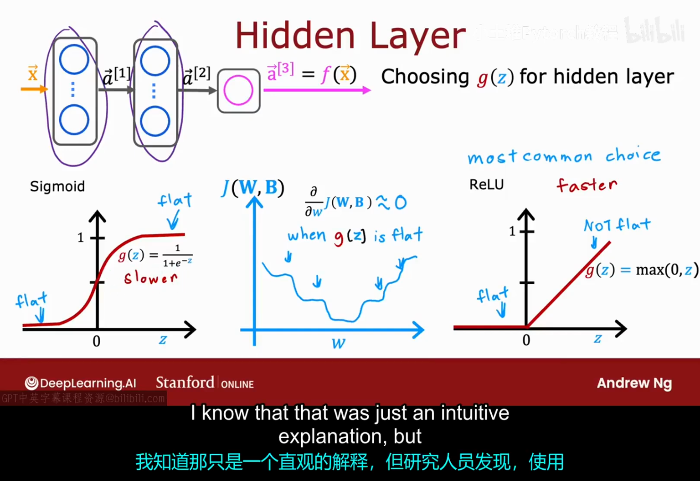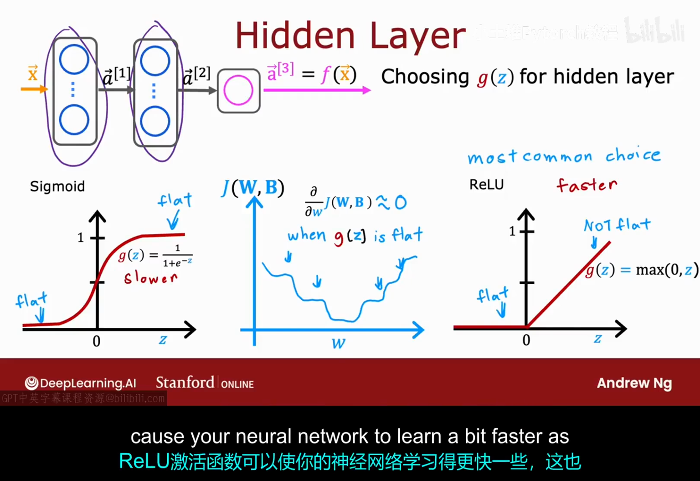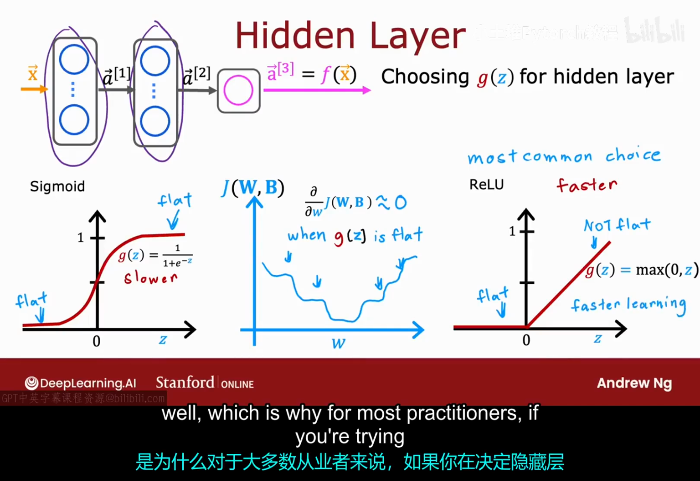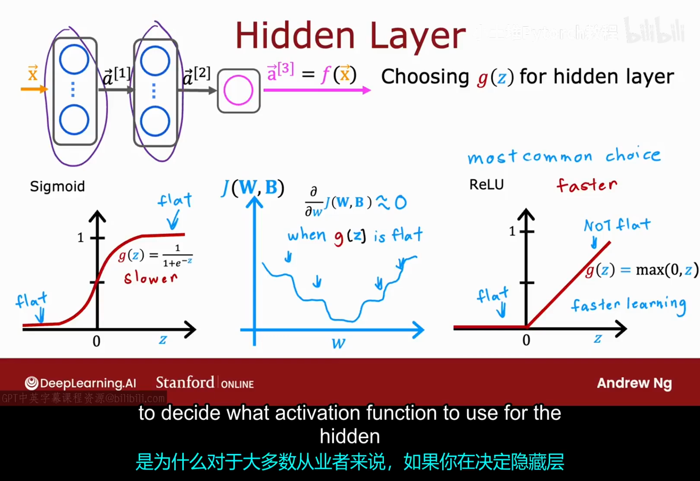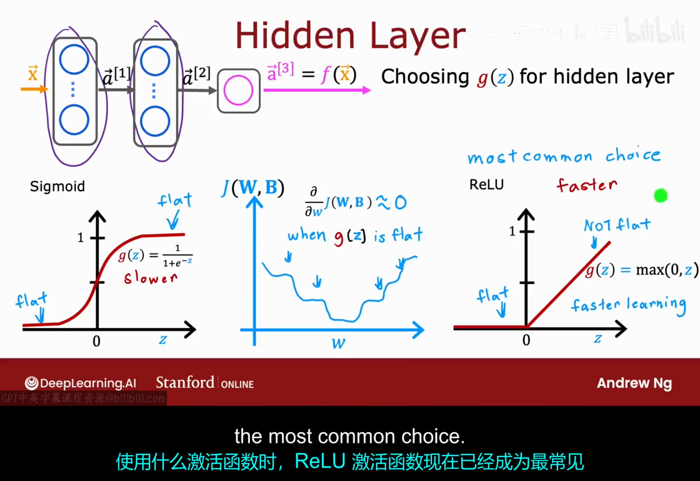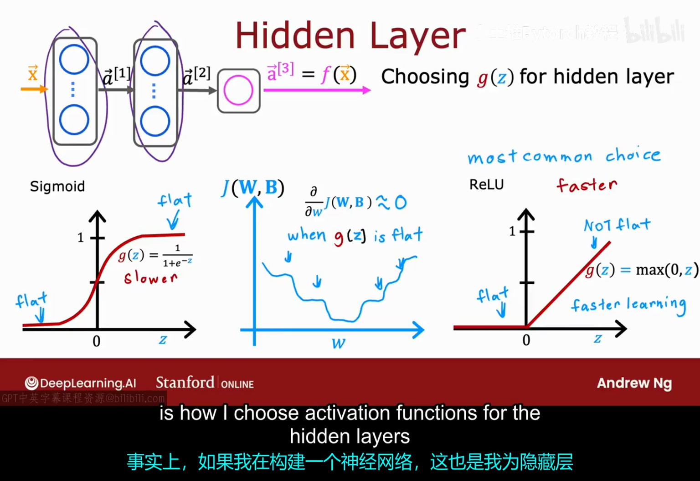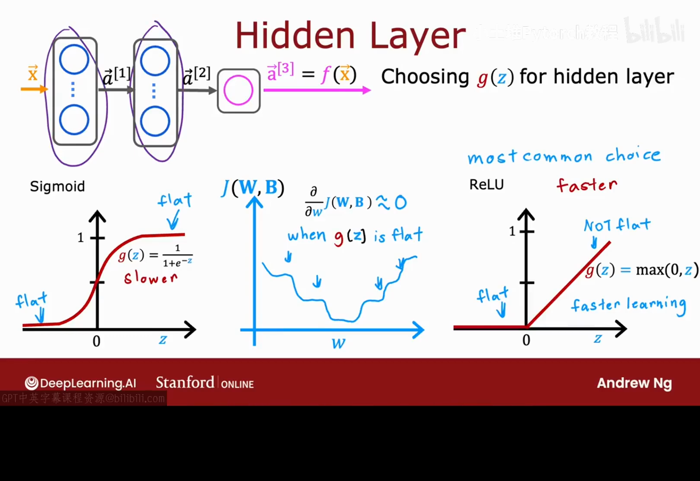I know that was just an intuitive explanation, but researchers have found that using the ReLU activation function can cause your neural network to learn a bit faster as well, which is why for most practitioners, if you're trying to decide what activation function to use for the hidden layer, the ReLU activation function has become now by far the most common choice. And in fact, if I'm building a neural network, this is how I choose activation functions for the hidden layers as well.